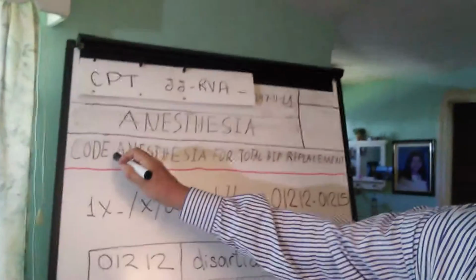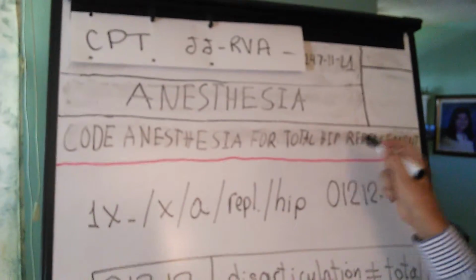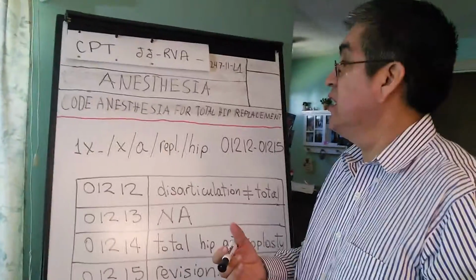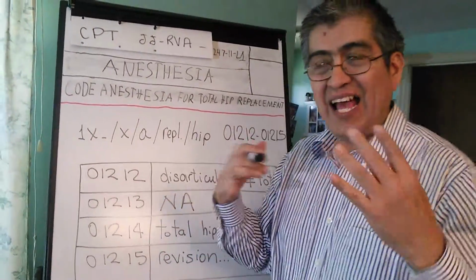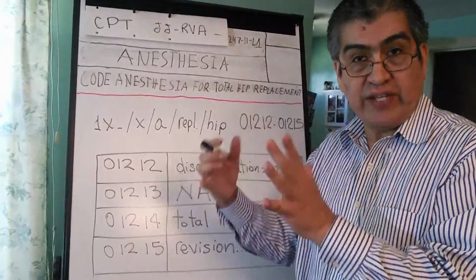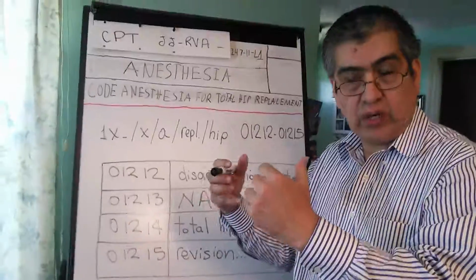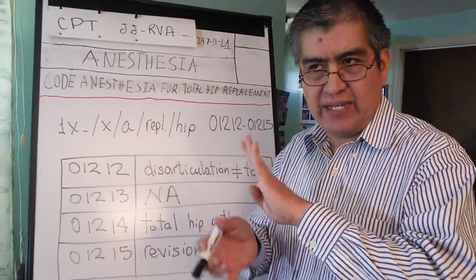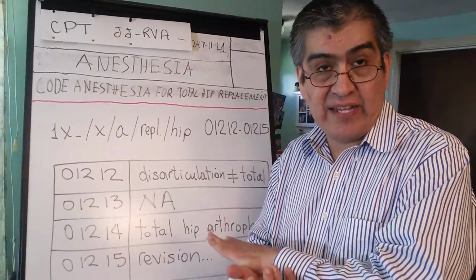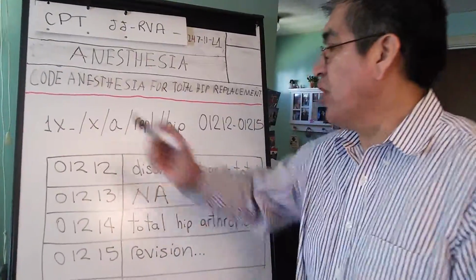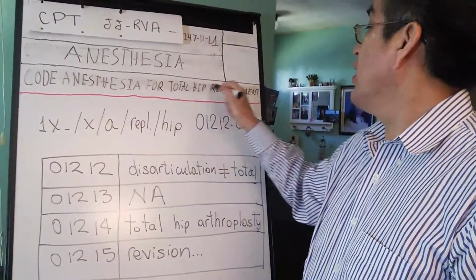So let's come back to the whiteboard. The problem is you have to code anesthesia for total hip replacement, using the CPT coding system. The system is similar to ICD-10: you go to the index first, find a code or a range of codes, and then you check those codes in the tabular. The only difference is that in CPT the index is at the end, while in ICD-10 the index is at the beginning, but basically it works the same way.